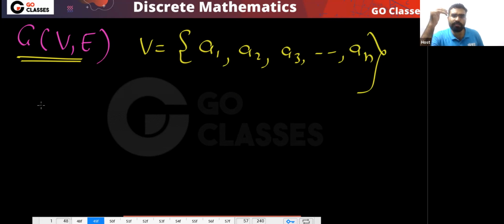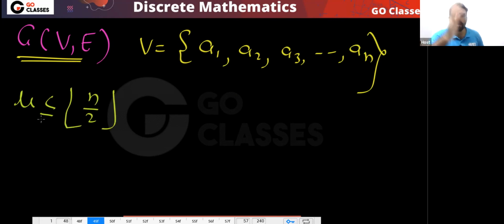Then how can I say that the matching number will definitely be less than or equal to floor of n by 2? Why? Because whatever happens, just think about it. Whatever happens, your worst case matching will be like this.